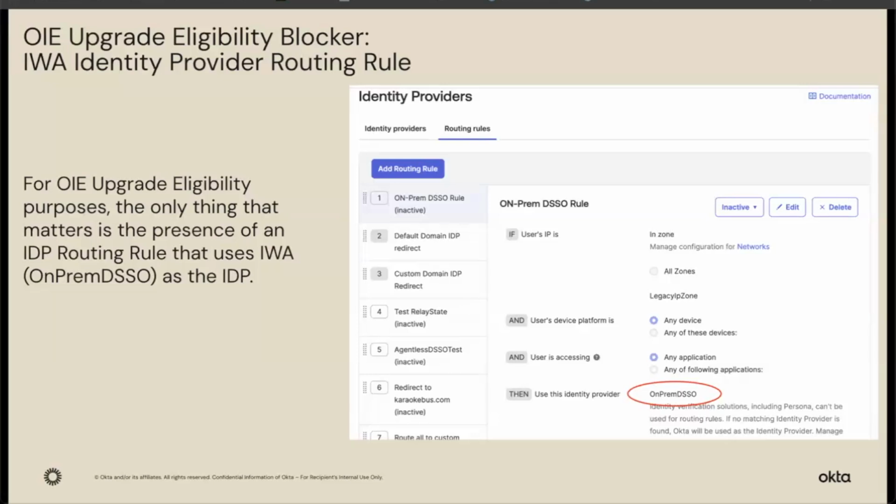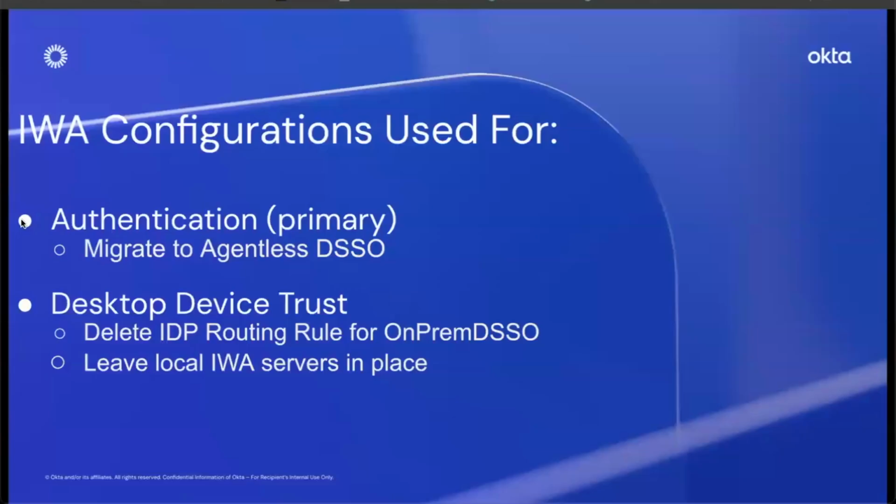So at the end of the day, the resolution to this blocker is very simple. It's just delete the routing rule. But before we get to that, there are some considerations that you want to keep in mind. For the IWA functionality, the IWA servers, and all of that mechanism within your Okta tenant, there are actually two purposes that it can serve.